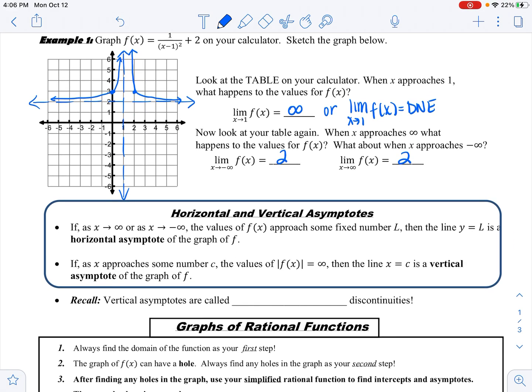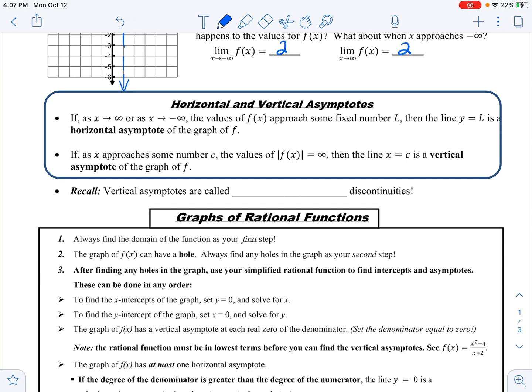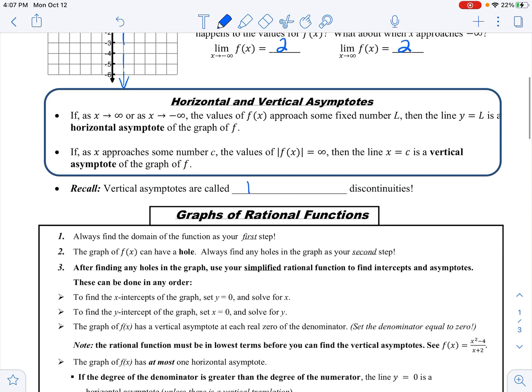Okay, so what we just talked about was horizontal and vertical asymptotes. My first bullet point here says if x is approaching infinity or negative infinity, the values of f of x approach a fixed number L, which is the line y equals L, and it's a horizontal asymptote of the graph. If x approaches some number c, and the absolute value of f of x is infinity, then x equals c is a vertical asymptote. So those are a few things that we know here. Also recall that vertical asymptotes are called infinite discontinuities.